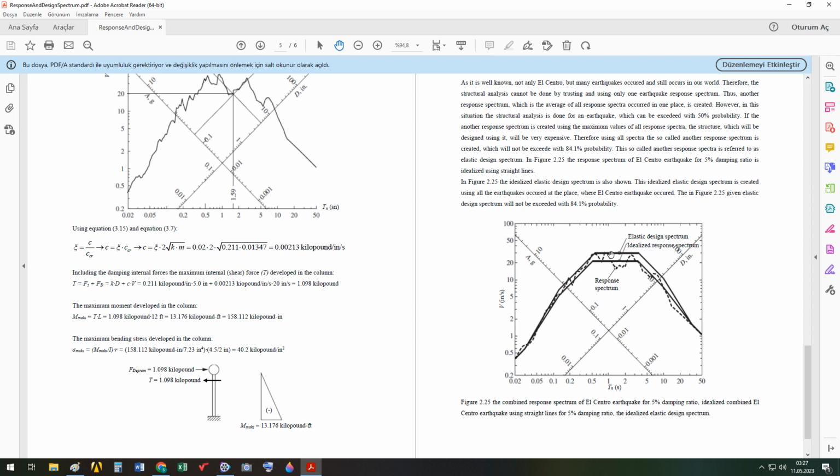And we use only this spectrum to make our structural dynamics calculations in Chicago, and determine the earthquake forces which may act upon our structure. And it is called elastic design spectrum. It is used for elastic design of our structures. That is elastic design spectrum.